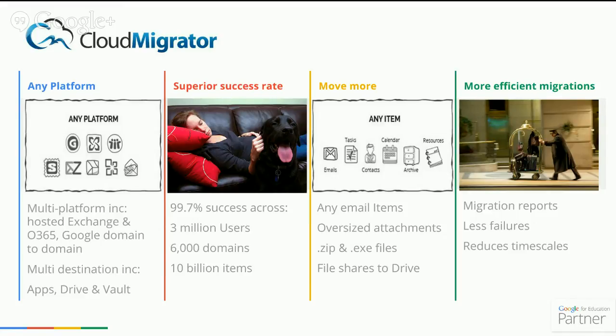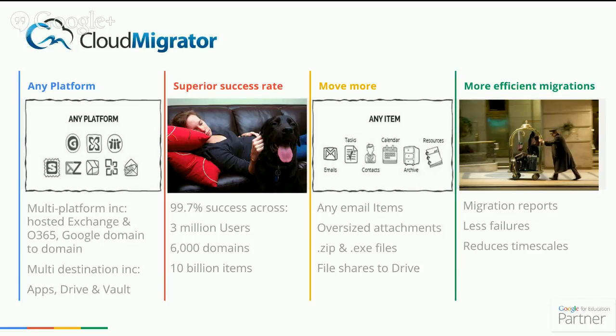We also migrate different file types, which usually are in the likes of Gammon Gamlin, they would actually fail. So things like zip files and exe files, we migrate those as well. And more recently, we've done a lot of work around file shares and file migrations to Drive. So we can now also take care of that, and I'm going to talk a bit about that on the next slide as well.